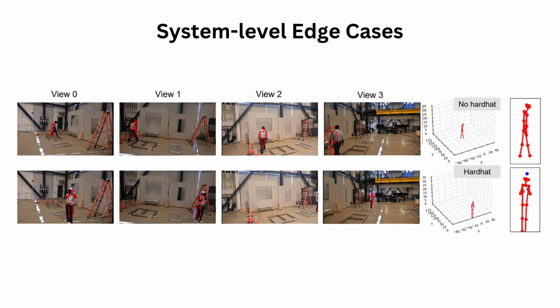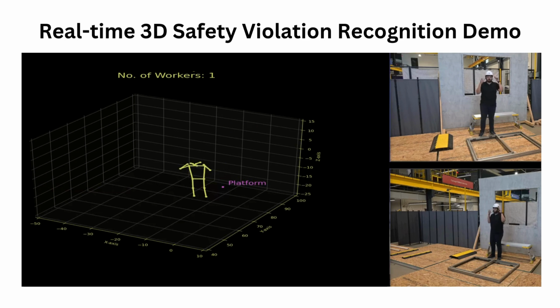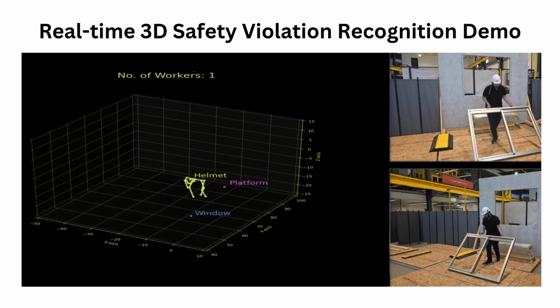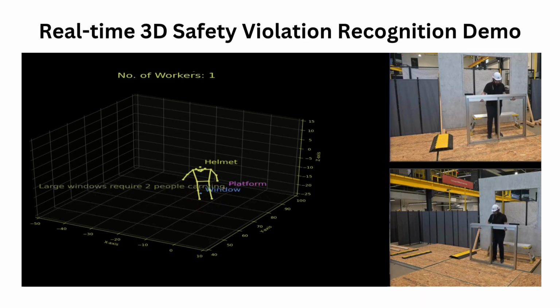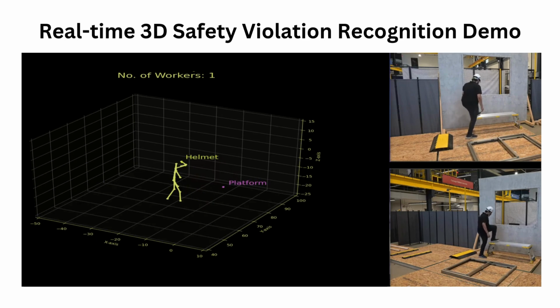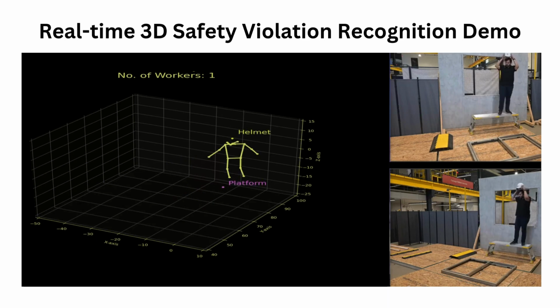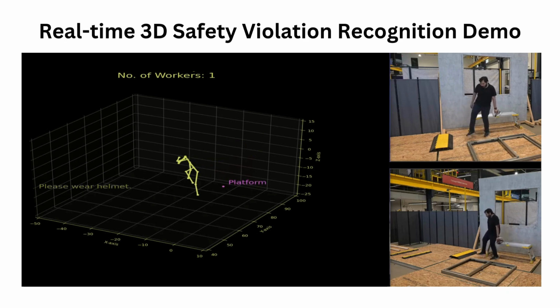Finally, let's view a live demo of SafeConstruct. As a worker enters the site without a helmet, the system flags a violation. Once the helmet is worn, the warning disappears. When the worker lifts a window, the system recognizes the object and flags it as a violation since it requires 2 workers to carry. Later, when the worker climbs a platform and removes the helmet, the system again prompts for helmet use, showing the real-time, context-aware functionality of the model.